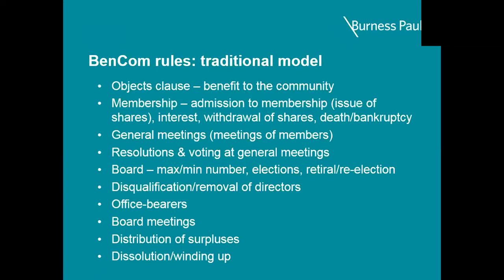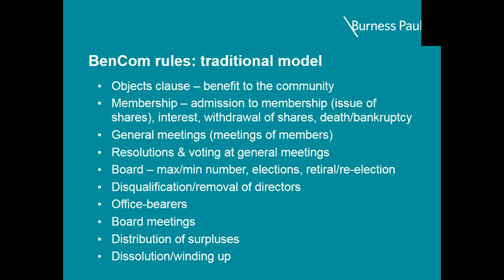General meetings of members will be very similar. So provisions about how you give notice, quorums and all that kind of stuff. Resolutions and voting at general meetings, you will probably find more detail there in a set of rules than you may be used to in a set of articles of association, partly because the voting thresholds for certain procedures aren't laid down in the legislation, therefore you do need to spell them out within the rules. Board level, again, pretty similar to what you would find in articles or a SCIO constitution: maximum and minimum number, provision for elections, provisions for retirement, re-election, etc. Disqualification, removal, again, very similar. Office bearers, again, very similar. Board meetings, again, very similar.